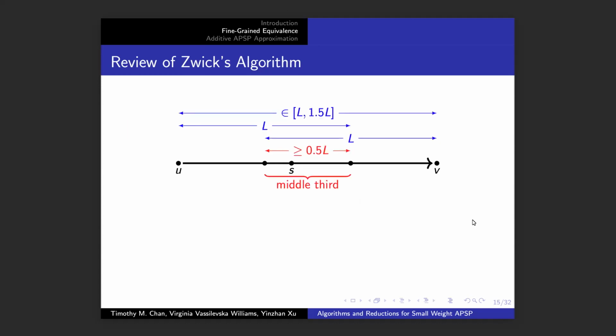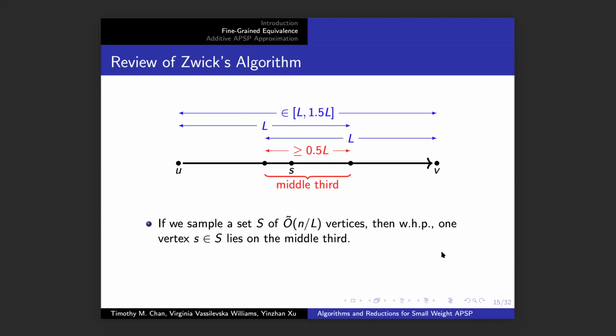The key idea in Zwick's algorithm is to use the notion of the bridging set. So consider the shortest path from u to v, which has length between L and 1.5 L. We use the middle third to denote all the vertices that can be reached from u in L steps and that can reach v in L steps. Now, because of the upper bound 1.5 L, the middle third has at least 0.5 L vertices. Therefore, if we sample a set S of n over L times log n vertices randomly, then with high probability, one vertex from the set S lies on the middle third.